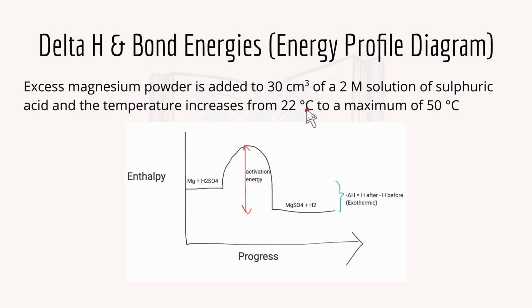And here are some questions. Excess magnesium powder is added to 30 cm³ of 2 mole solution of sulfuric acid, and the temperature increases from 22 degrees Celsius to a maximum of 50 degrees Celsius. So this graph is kind of incorrect because the activation energy will only be half over here, because activation energy is from the reactants to the peak, and the reactants to the products will be the energy released. So you see it's going down because it's exothermic.